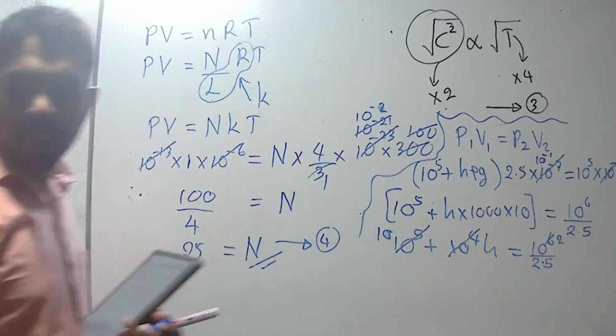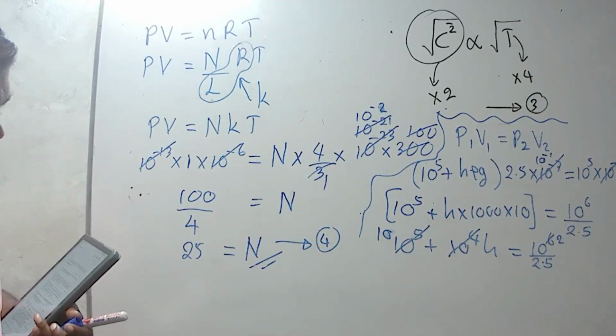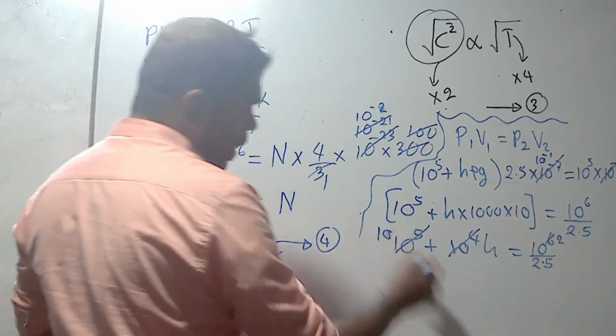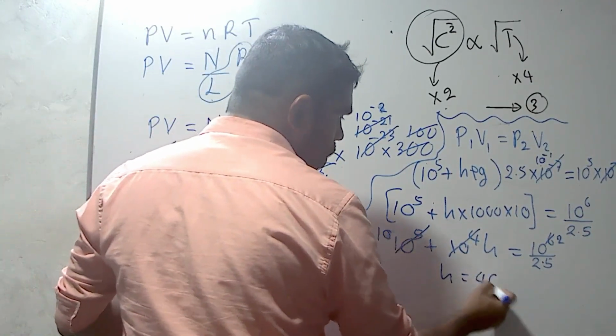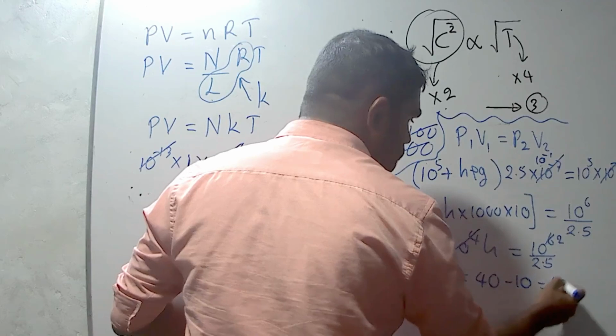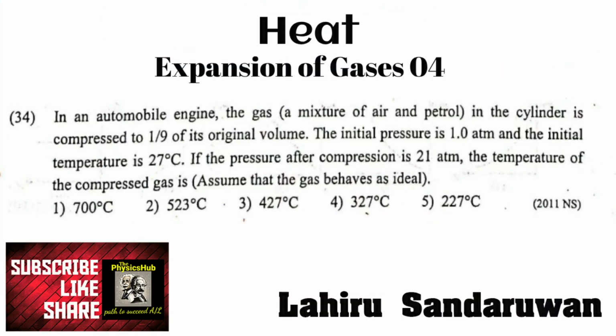100 divided by 2.5 is 40. We can subtract 10. Then h equals 40 minus 10, it is 30 meters. In an automobile engine, the gas, the mixture of air and petrol in the cylinder is compressed to 1/9 of its original volume.